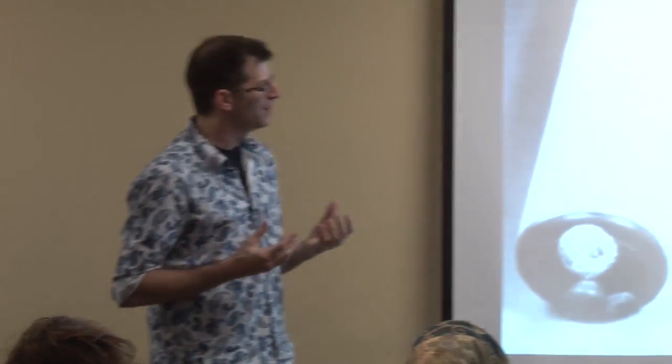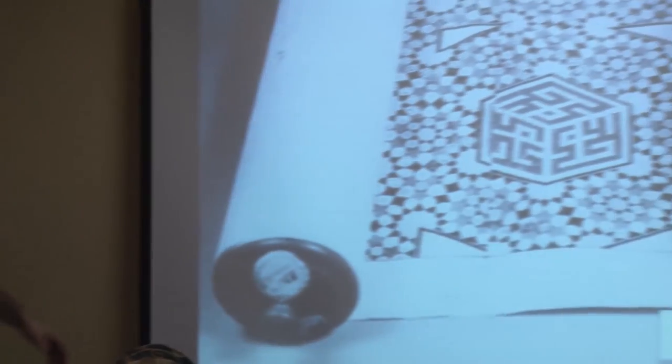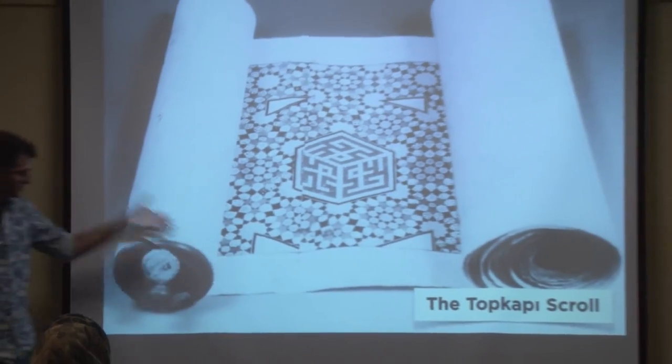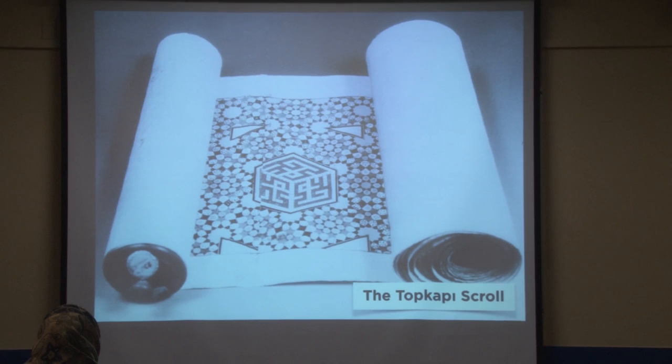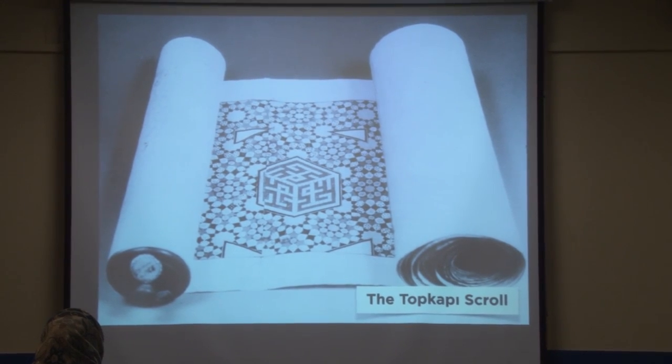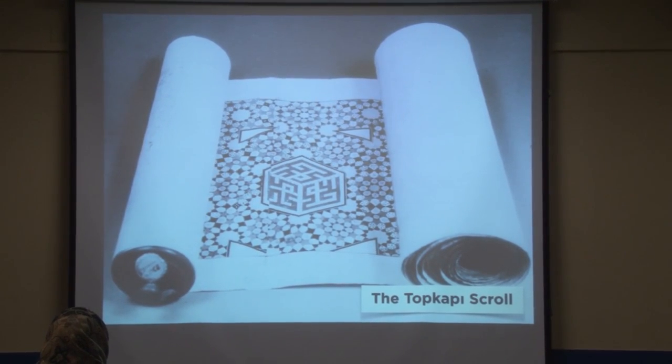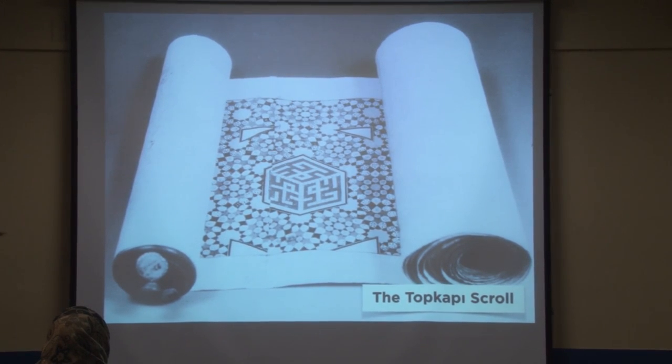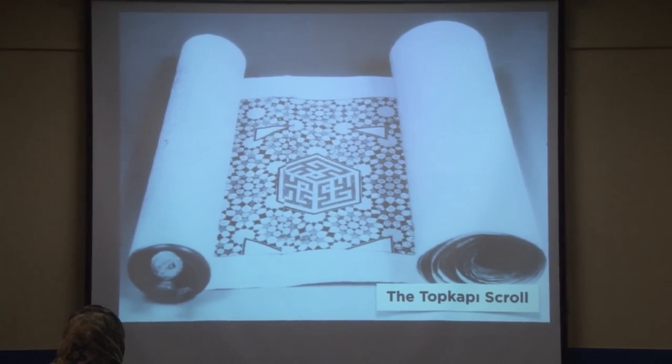Now, that being said, there are a few bits of evidence that we can point to, a few interesting documents that remain from hundreds of years ago that tell us something about how these patterns were designed. One famous one is the Topkapi scroll from Turkey. As far as we can tell, it looks like a design manual that belonged to a group of designers back in the day, and they would use this as a pattern resource book.